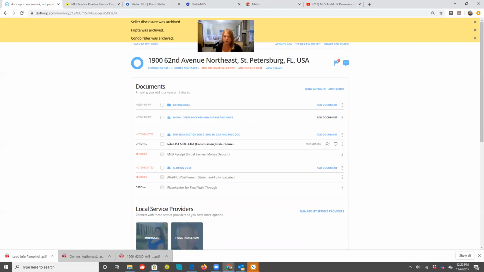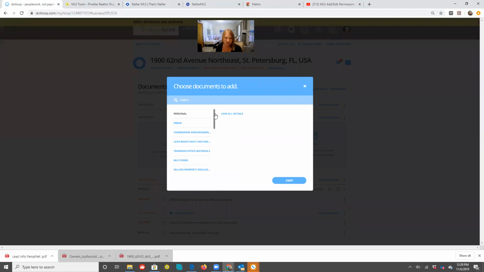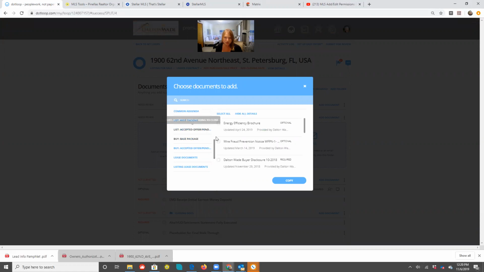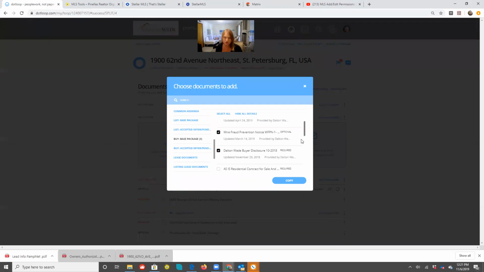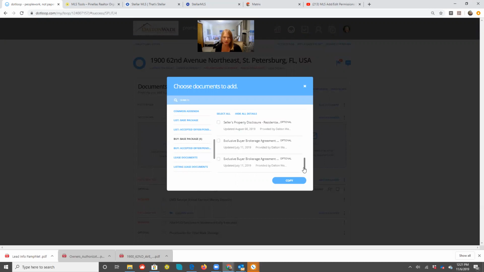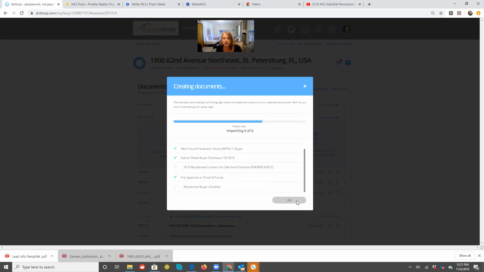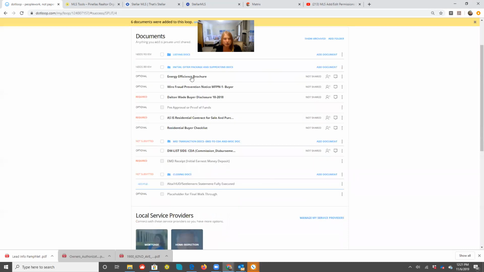Let's go to add document, go to templates. Look at my handy dandy folders here. There's one called buy base package, and you can just grab that stuff. Dalton Wade disclosure, energy efficiency, wire fraud. Here's a contract. You've got a placeholder for the proof of funds. You want a checklist? There's the checklist. Public record is already up top, so you probably don't need that. MLS printout, you're working both sides, so you probably don't need that. And you've got a brokerage agreement, what have you, but here's probably what you need. And that's how you're going to add that stuff quickly. And now you're ready to write your offer for your buyer. So that's how you add stuff if you get both sides.